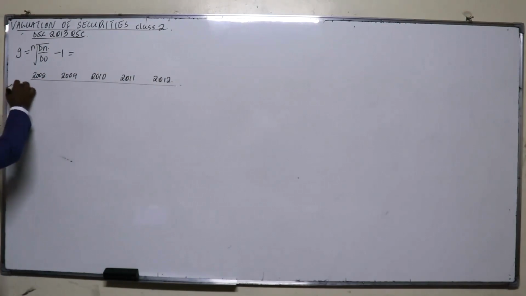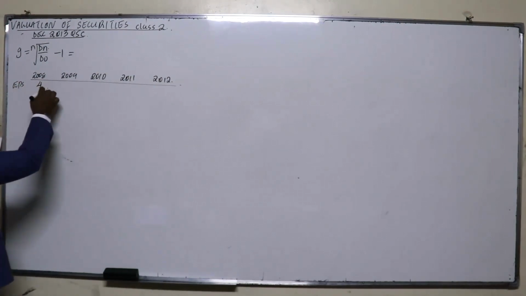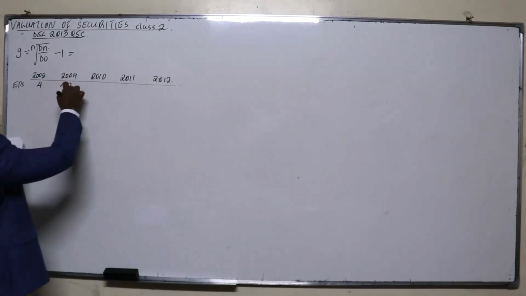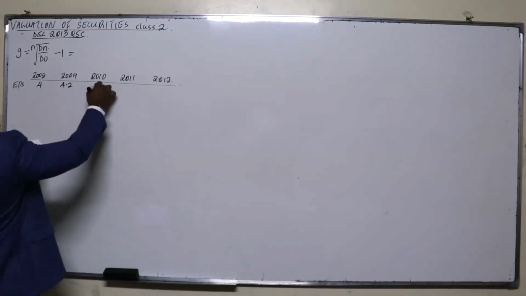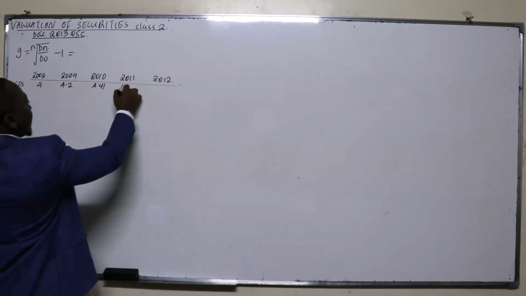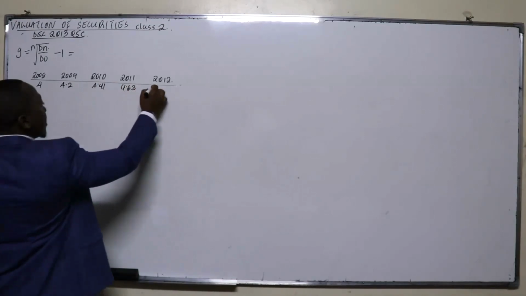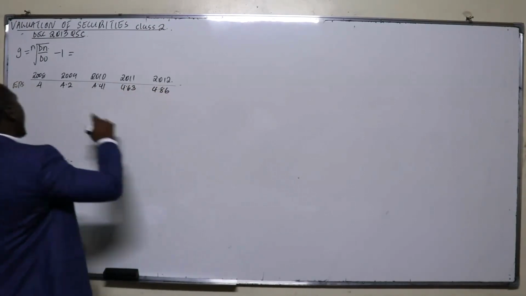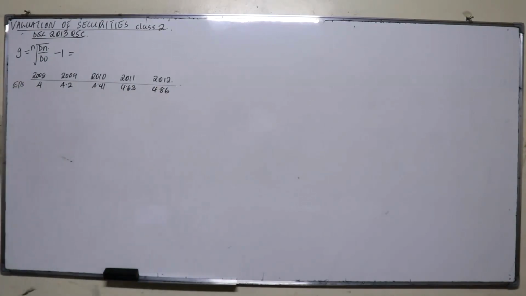Here we have the earnings per share. This is 4, this is 4.2, 4.41, 4.63, 4.86. D represents the dividend. So in this case, we are not given the dividend. We are given the earnings per share. So you have to convert this earnings per share to dividend per share.